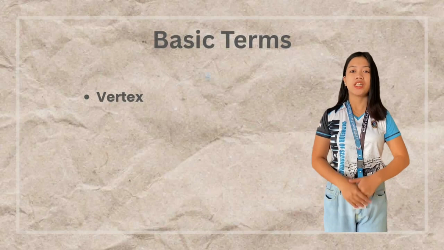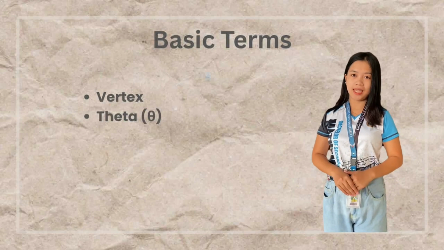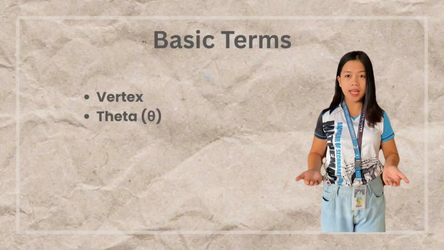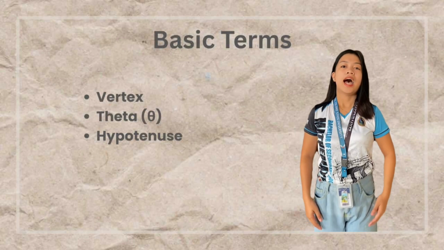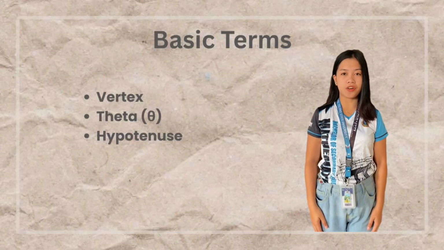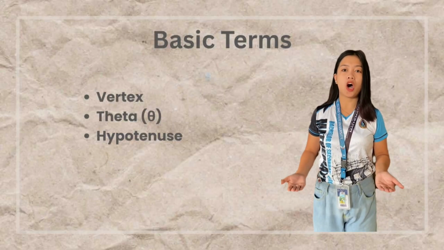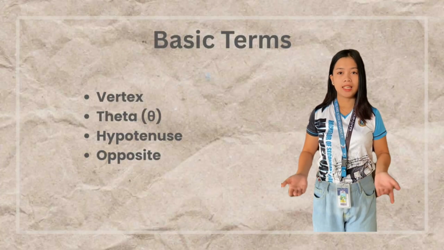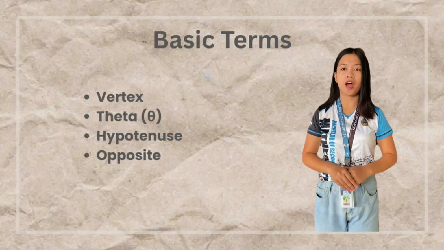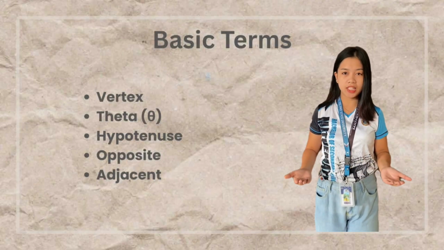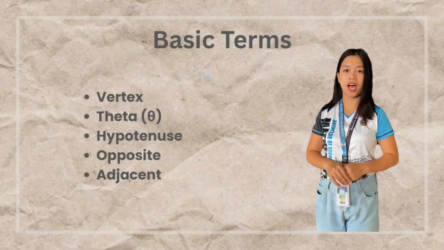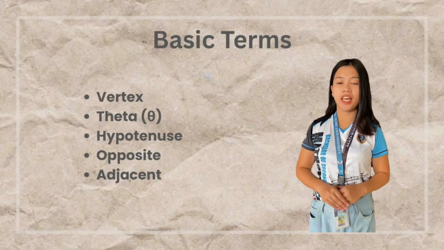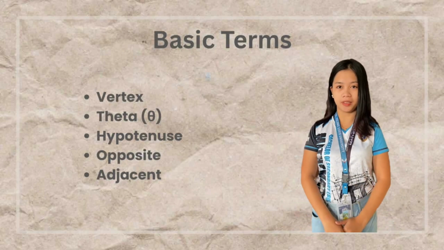Vertex means the corner where the two lines meet. And theta means the symbol that represents the unknown angle. Hypotenuse is the longest side of the triangle. It is the side opposite the 90-degree angle. Opposite side is the side that is across from the angle. And adjacent is the side next to the angle theta. These terms help us describe the relationships inside the triangle.